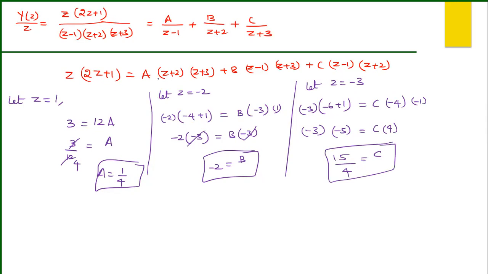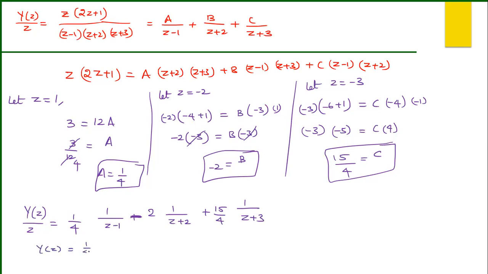Now you substitute these values in that expression. So now what is Y of z by z? Y of z by z is equal to 1 by 4 into 1 by z minus 1, minus 2 into 1 by z plus 2, plus 15 by 4 into 1 by z plus 3. Now send this z this side. What will we get? Y of z is equal to 1 by 4 into z by z minus 1, minus 2 into z by z plus 2, plus 15 by 4 into z by z plus 3. Now we need to apply the inverse z transform.